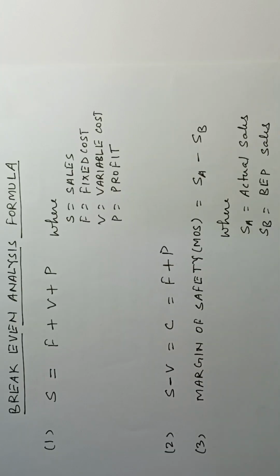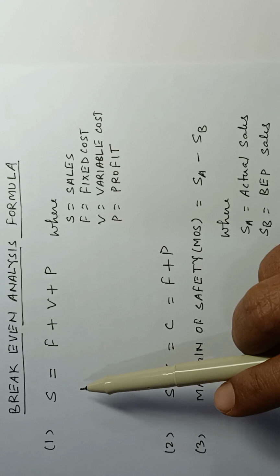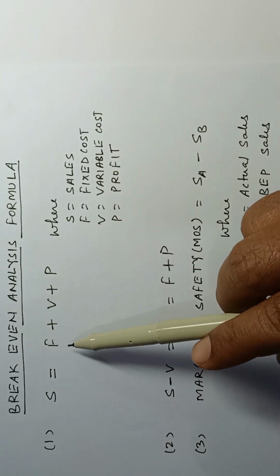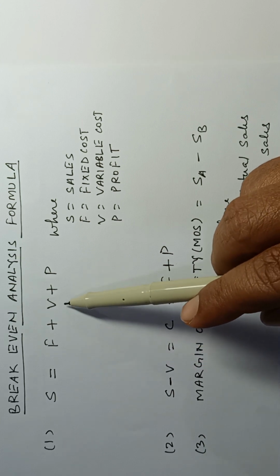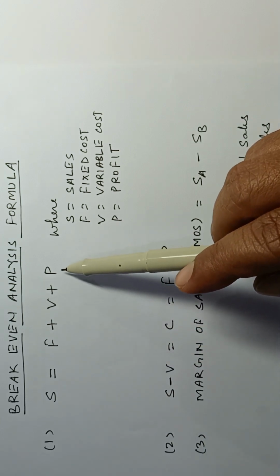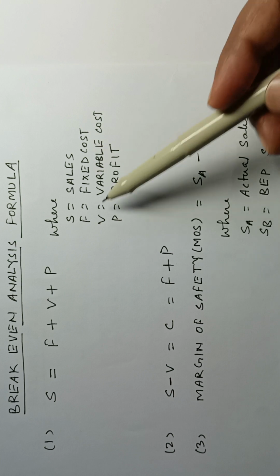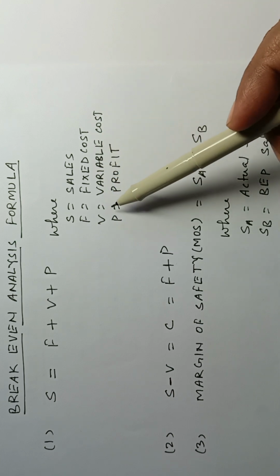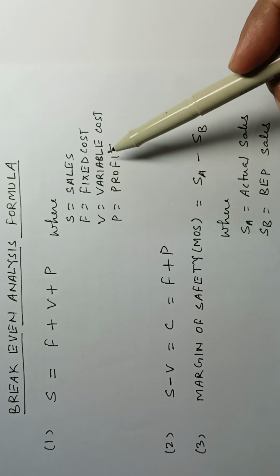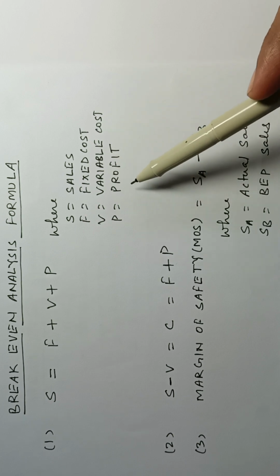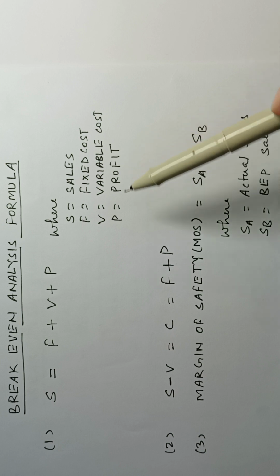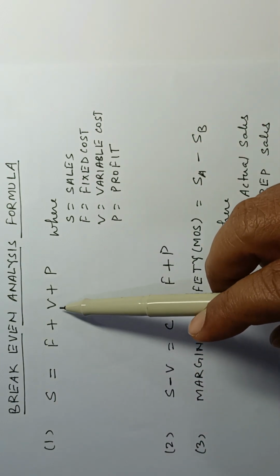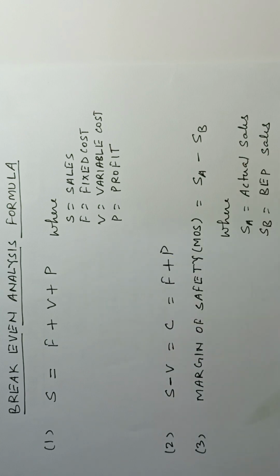Break-even analysis formula, we will see here S means what? Sales equal to fixed cost plus variable cost plus profit. S stand for sales, F stand for fixed cost, V stand for variable cost, P stand for profit. So here S equal to fixed cost plus variable cost plus profit.